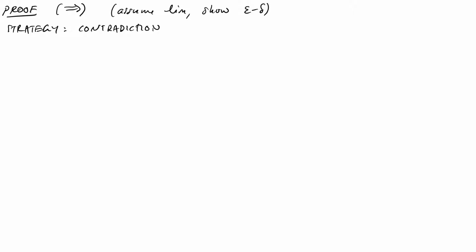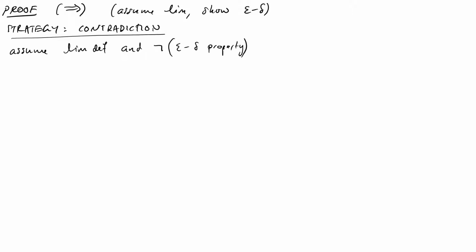So we're going to assume that limit definition and the negation of the epsilon-delta property. Alright, so we're going to have to be a little bit careful about that because the epsilon-delta property is quite complicated if we express it in terms of quantifiers. So let's figure out how to do this first.